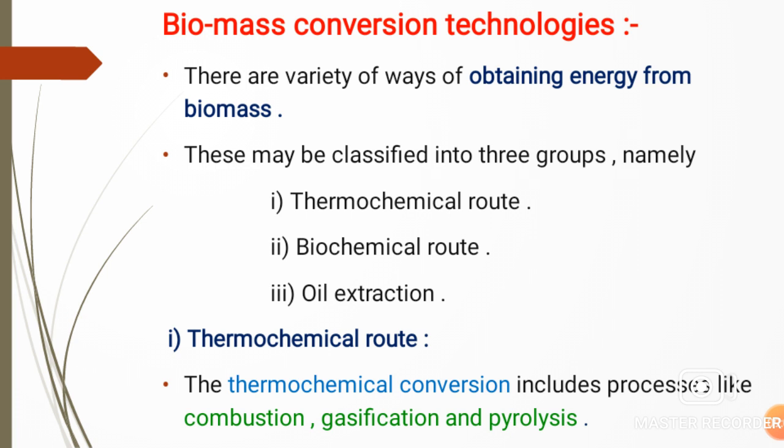First we see the thermochemical route. The thermochemical conversion includes processes like combustion, gasification and pyrolysis. The thermochemical route helps us to convert the biomass into a suitable form of energy. And this route includes three processes, that is combustion, gasification and pyrolysis. These three processes are used for the conversion of the biomass into a suitable form of energy.